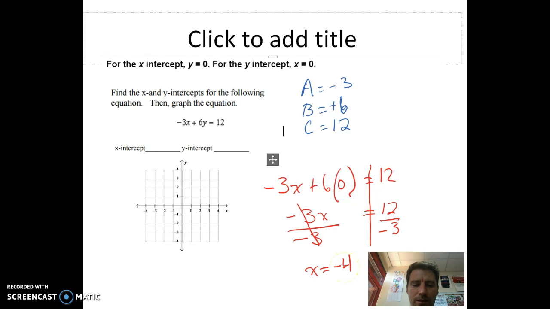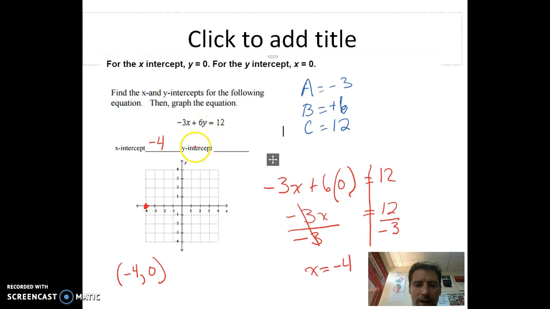Now what that means is I have this point on the graph, which is x -4, y 0, right? Because I plugged in 0 for y and I found x was -4. So I'm going to go to -4, 0, and I'm going to plot that point right there. That's my x-intercept, -4. Okay? This is the x-intercept on the x-axis.